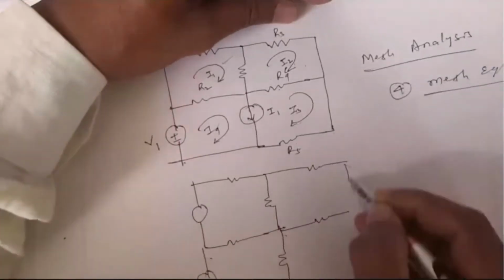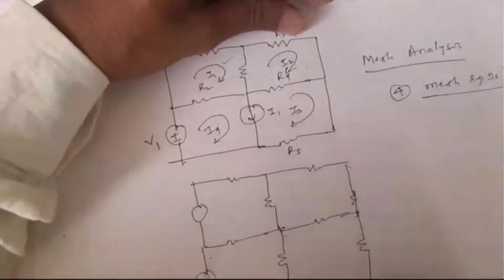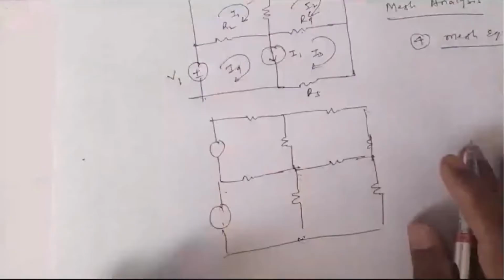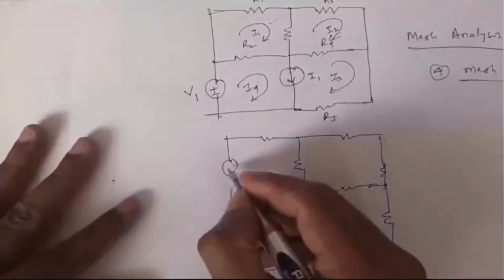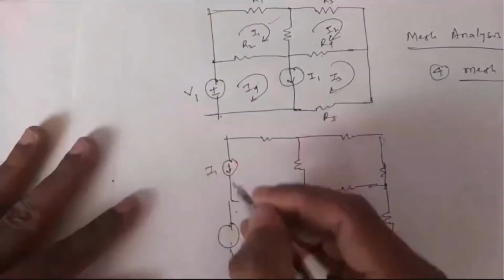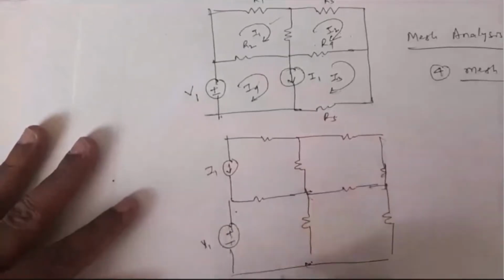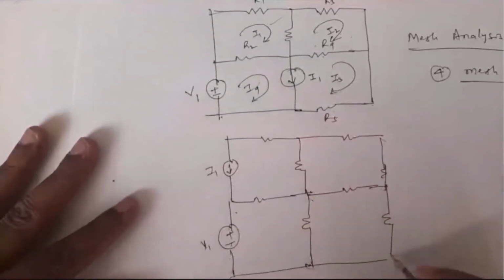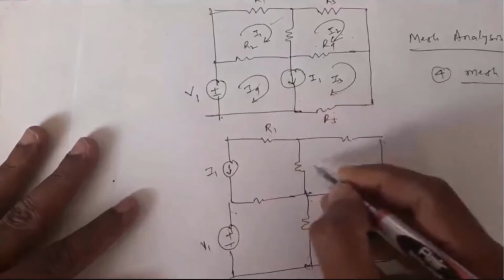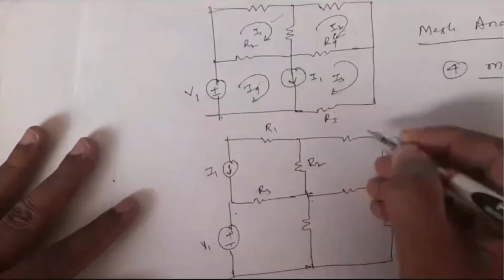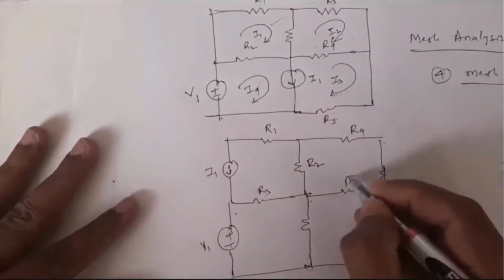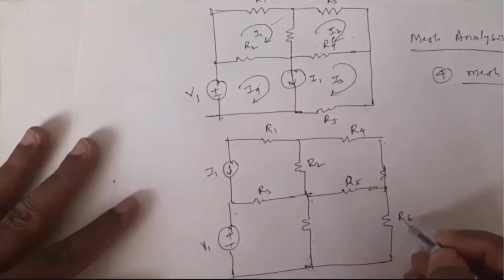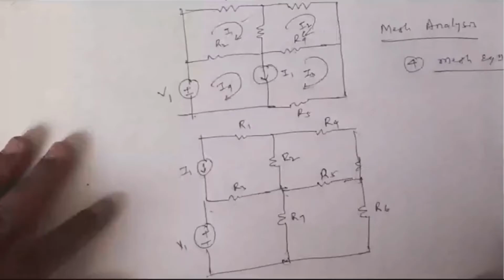Say some network I'm drawing. Let us consider this is the current source now, some I1 here. This is a voltage source, some V1, and the remaining are all resistors. Say R1, R2, R3; you can name anything, R4, R5, this is R6, and this is R7. Now here also four meshes are there.